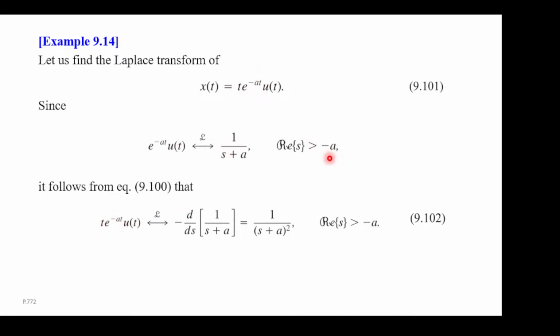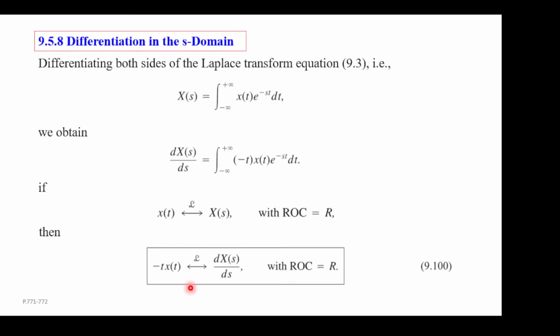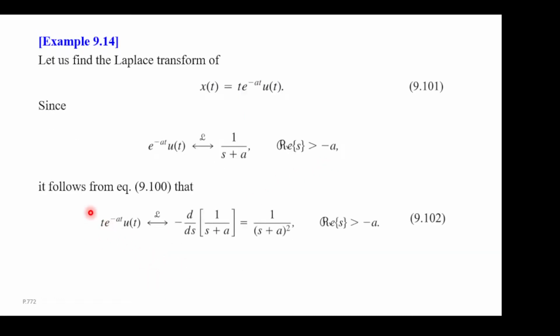And you can move the minus sign to the other side, then you get minus d/ds of 1 over s plus a equal to this thing. Yeah, it's the Laplace transform of this thing. And this thing, just as before, we can get a second order fraction. Because, well, it's minus 1 and minus 1 equals minus 2. So we'll take this differentiation here, and you get 1 over s plus a squared.